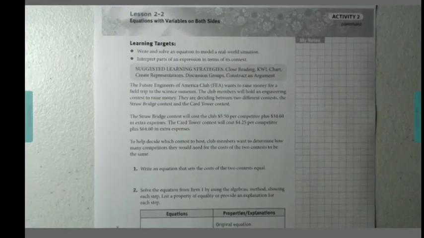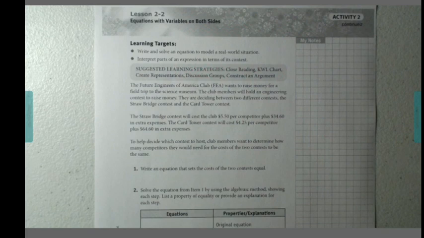All right, in today's lesson, we will be covering lesson 2-2, equations with variables on both sides. If you remember or recall, on the previous slide, you saw a paragraph concerning the Future Engineers of America Club, the FEA, and they want to raise money for a field trip to the Science Museum. The club members will hold an engineering contest to raise money. They are deciding between two different contests, the straw bridge and the card tower contest.